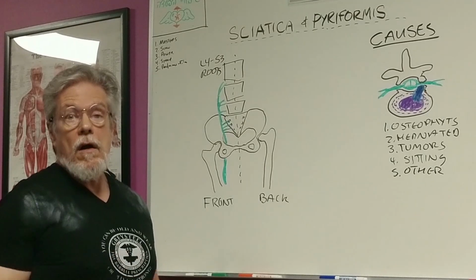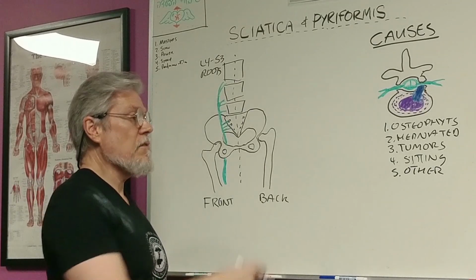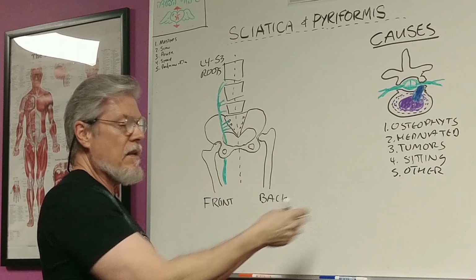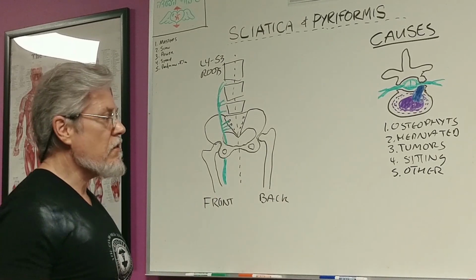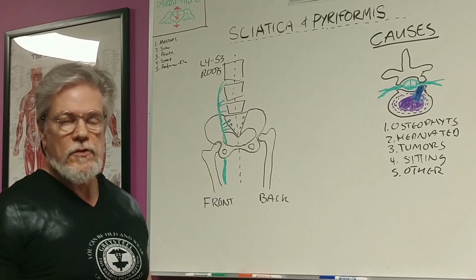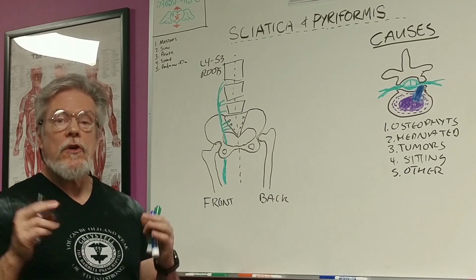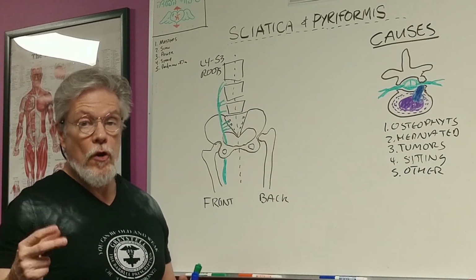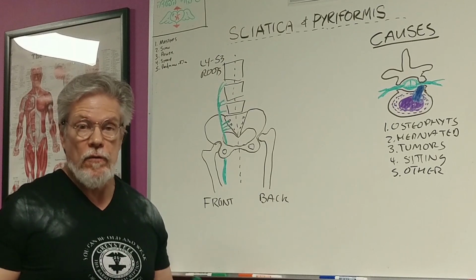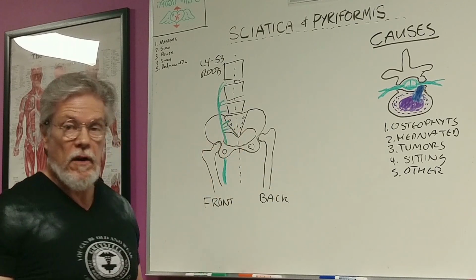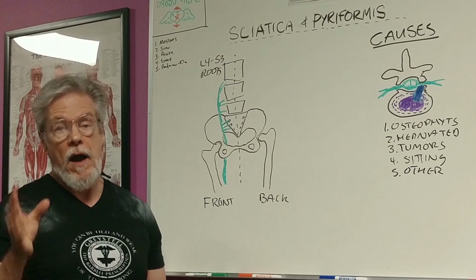And so there's a long list of things that can cause this sort of irritation: osteophytes, bone spurs, herniated disc, tumors, and other sorts of lesions, sitting, and other stuff, right? But remember, you can also irritate the nerve trunk itself, the actual sciatic nerve trunk. So let's go back over here to this part of our anatomy and look at how that happens.